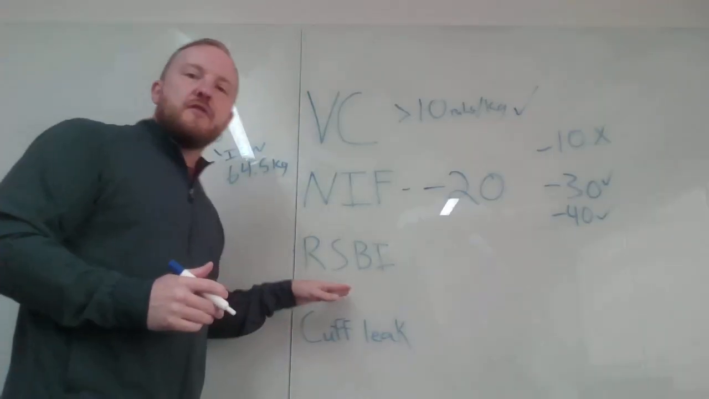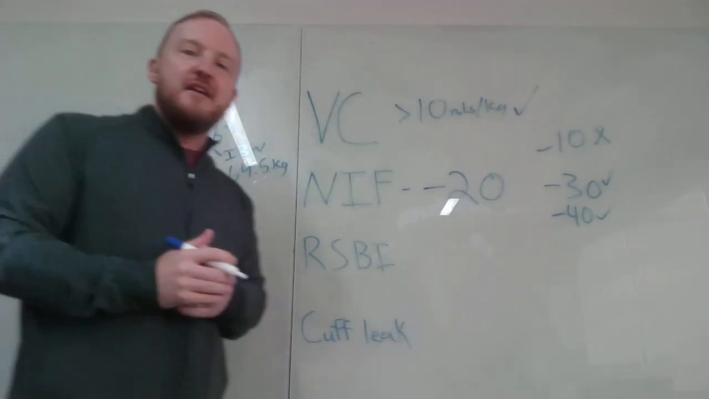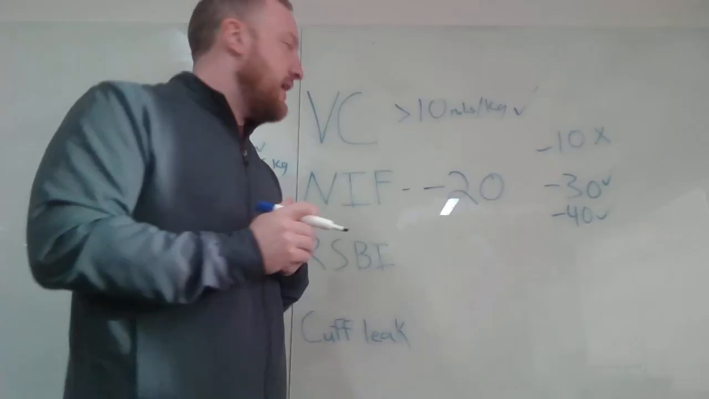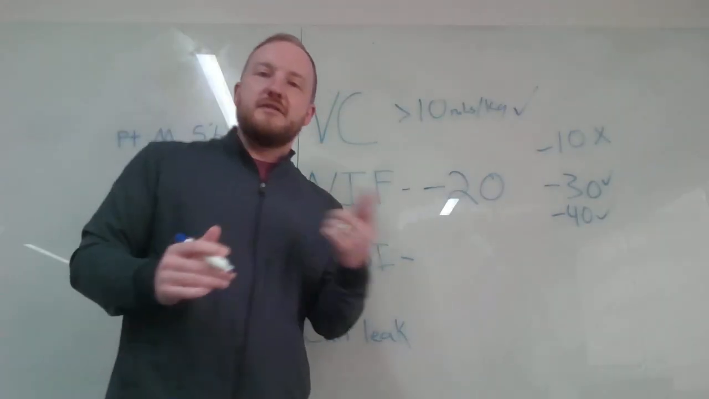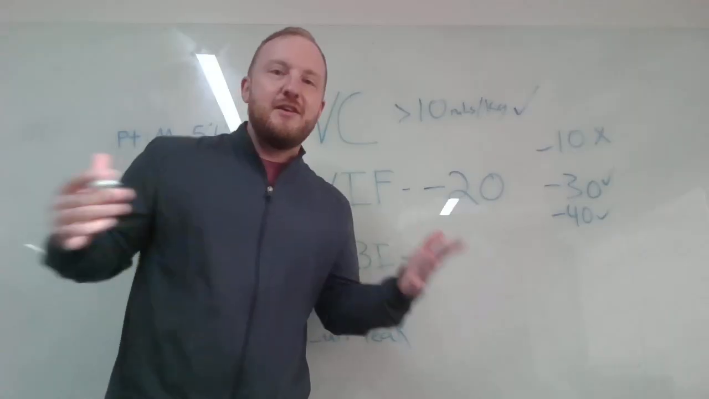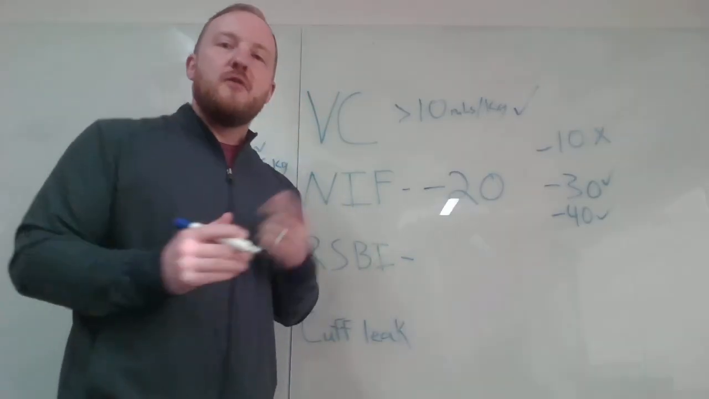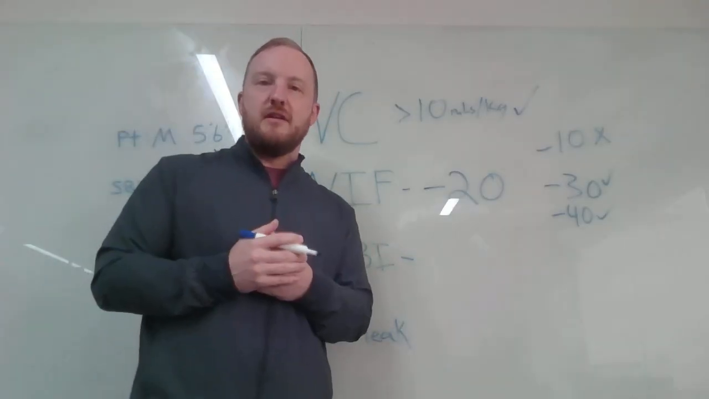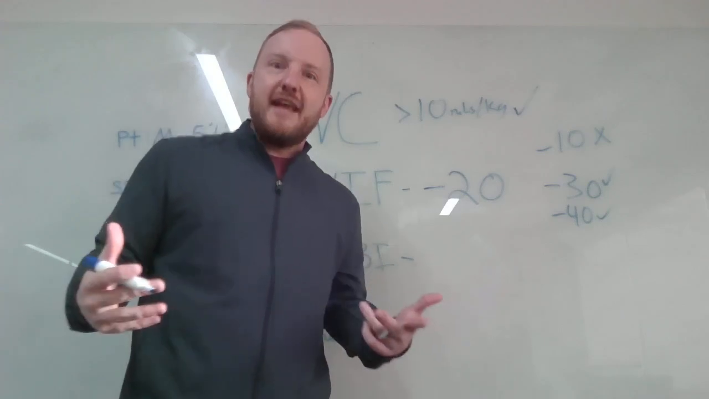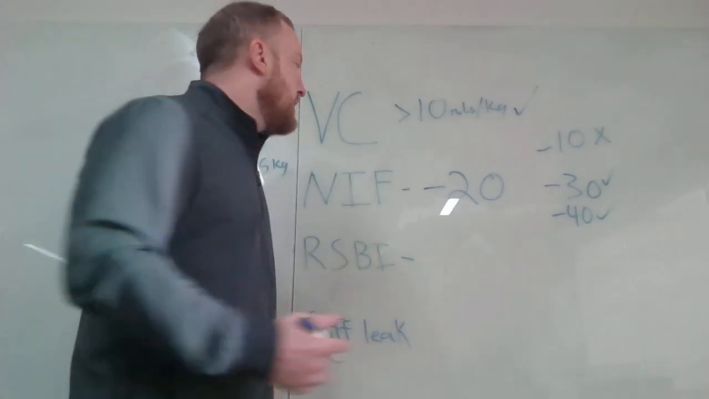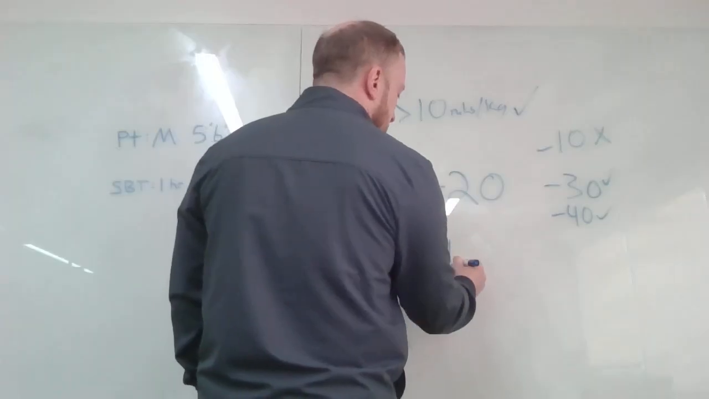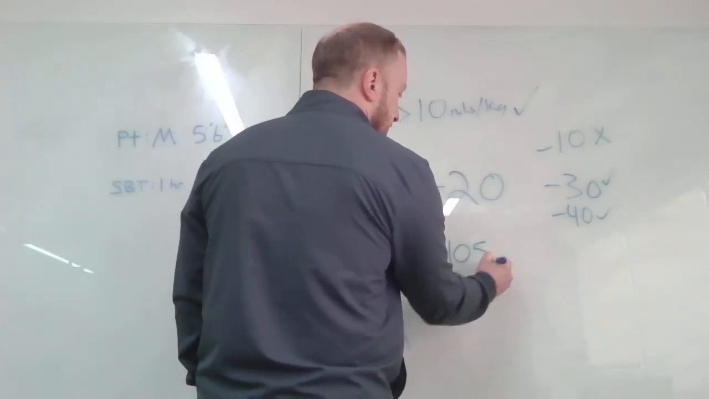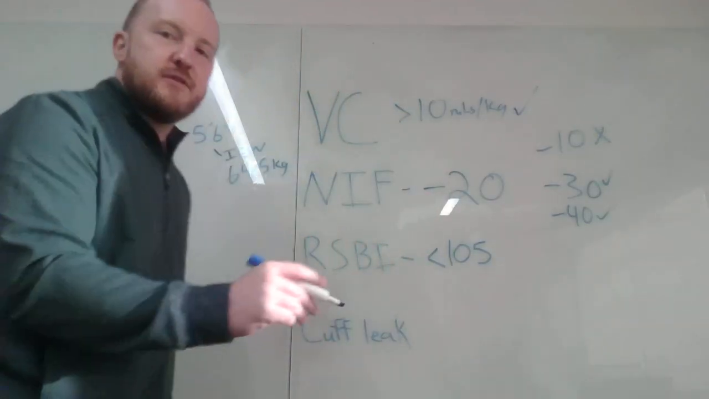Next test we're going to go over is the RSBI, all right? This is another formula, okay? But if you know what RSBI is, it's a rapid shallow breathing index, then you already know the formula. Rapid, how fast are we breathing? Shallow, that's a depth. How much are we pulling, okay? So the key number here is we want this number to be less than 105, okay?